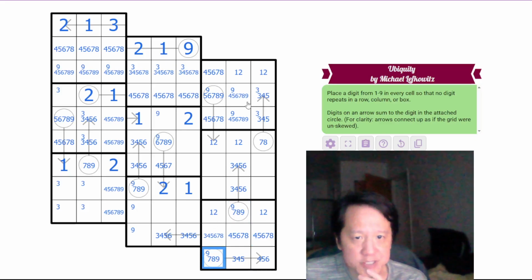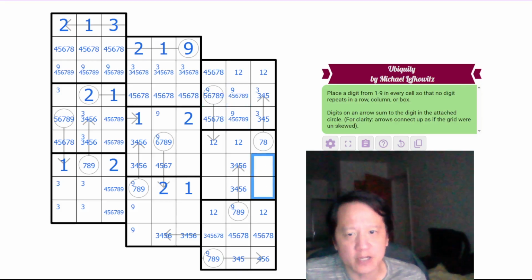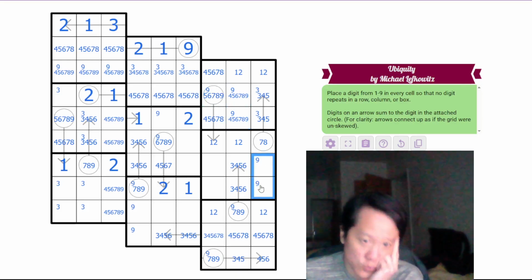So we have 9 guaranteed here, 9 guaranteed here. Where is 9 in column 9? It has to be one of those 2.